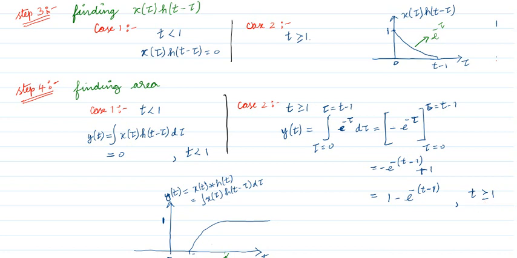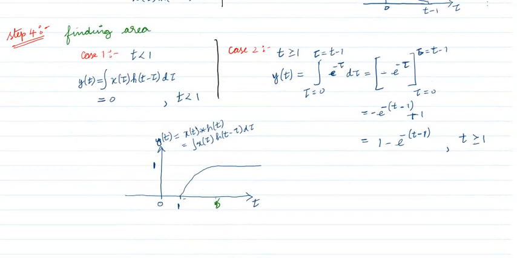Next, you plot the values. For plotting, I always say put some sample values. For t less than 1, it is 0. For t greater than or equal to 1, we get this expression. Put the t value as 1, 2, 3, 4, 5, and you get some values. You plot it. At t equal to 5, e power minus 5 minus 1 is very close to 0, so you will get it like this. So this is the output.